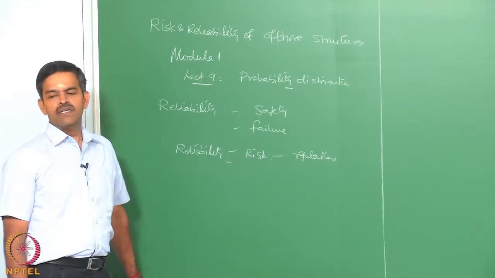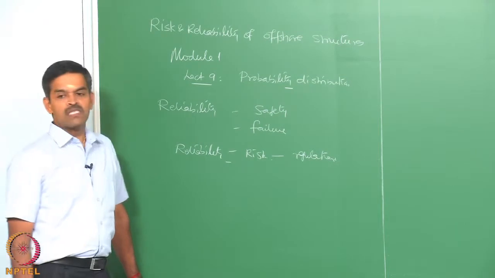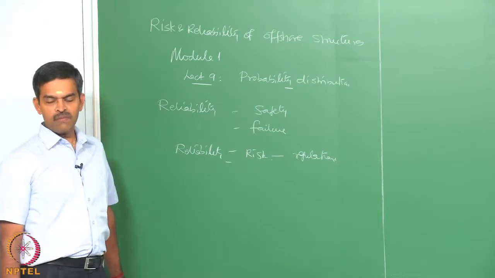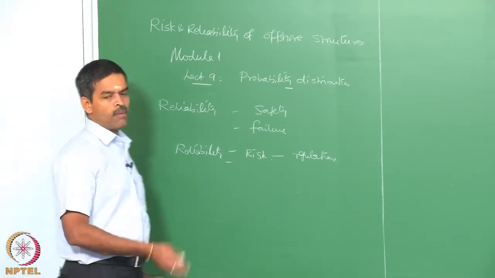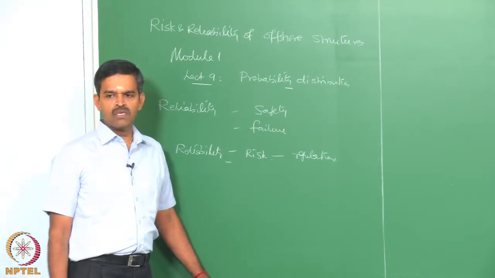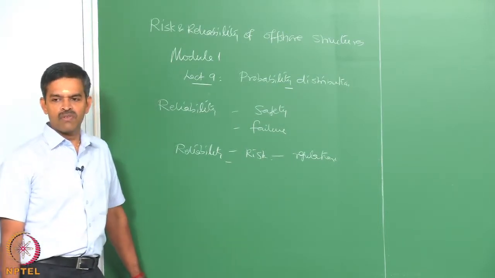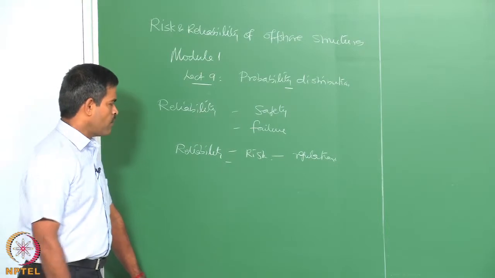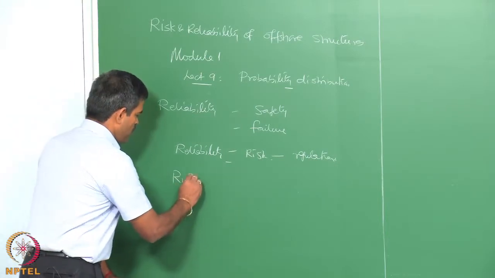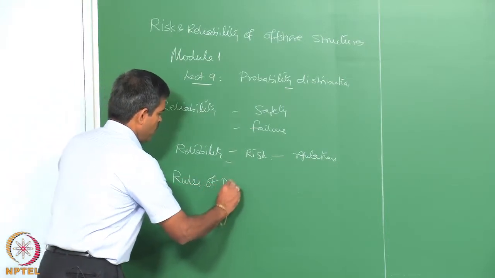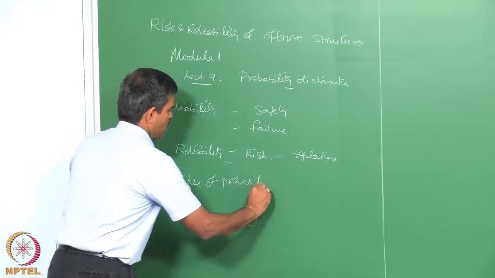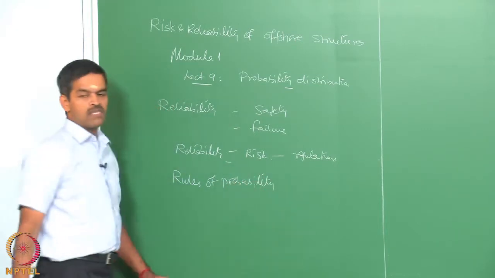However, we also said reliability can be established only in probabilistic terms. Therefore, tools of probability are very useful in establishing reliability of any given structural system. Therefore, we discussed rules of probability, which are very useful in understanding reliability theory in the next series of lectures.